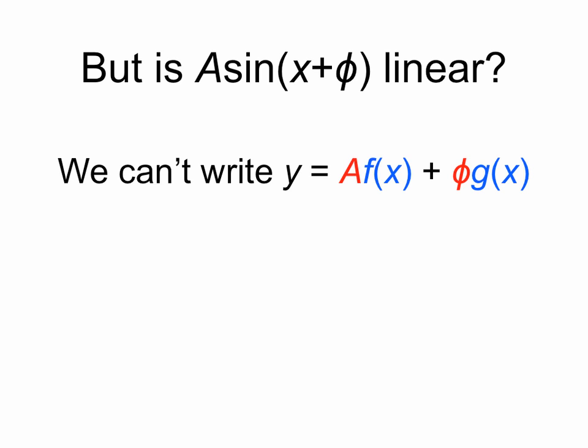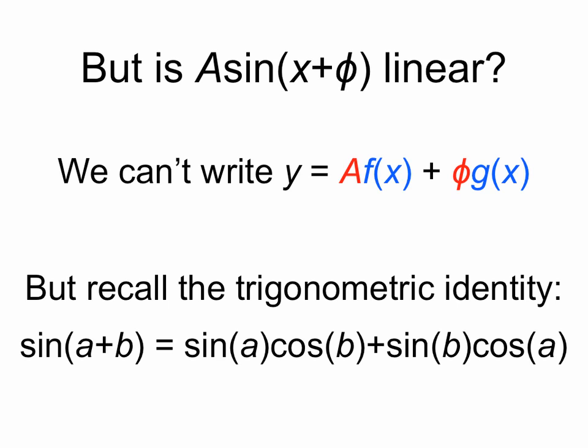That's what you need in order to do a linear regression. So it's not clear how we can do this. But recall the trig identity for the addition of sine functions. If we have sine a plus b, that's equal to sine a cosine b plus sine b cosine a. Now let's see how this comes in handy here.